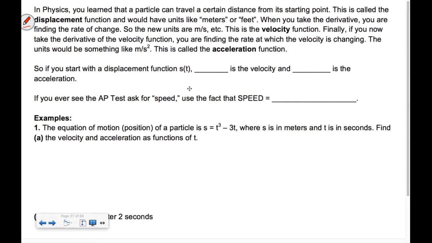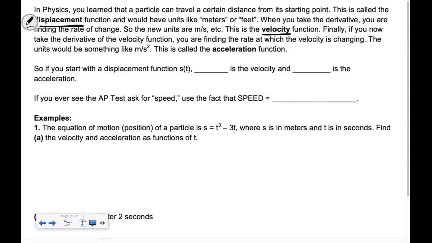Those are all related. The position or displacement function, I might call it the position function, but same thing, is going to have units like meters, feet, inches, some kind of distance. But when you take the derivative, you're finding the rate of change. So this is going to have units like meters per some amount of time. So meters per second, feet per second, miles per hour, right? Those are going to be velocity.